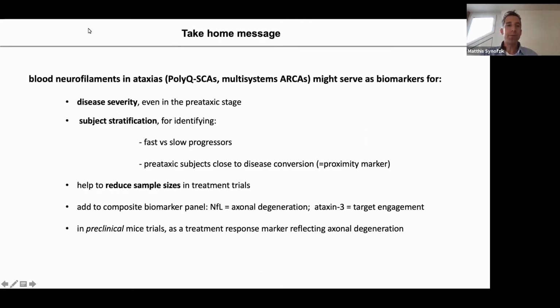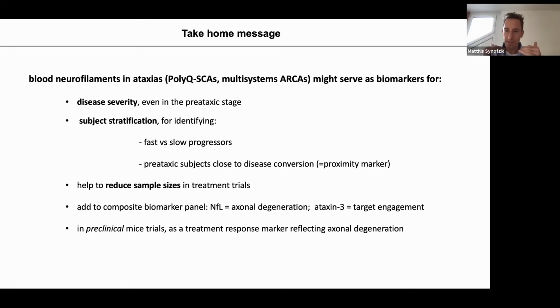So to sum up, the suggestion is that blood neurofilaments in ataxias, and I've used SCA3 as an example, might serve as biomarkers for disease severity, even in the pre-ataxic stage. It might help to stratify subjects, for example, for identifying fast versus slow progressors. It might help to identify pre-ataxic subjects which are close to disease conversion, so it's a proximity marker. It might help to reduce sample sizes.